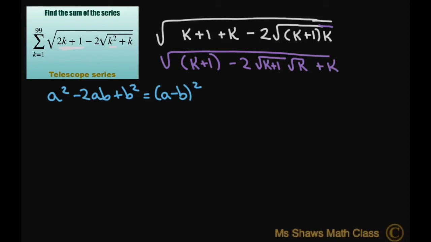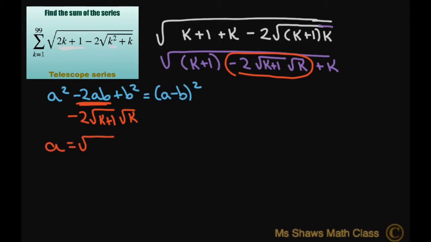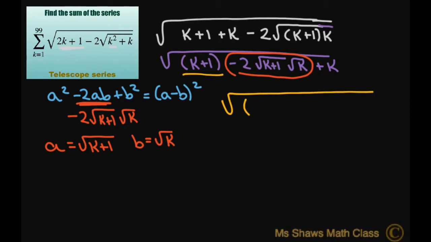I'm going to look at this negative 2ab. So looking at this is my negative 2ab. So I write negative 2, this is your a, k plus 1, square root of that, and your b is square root of k. So your a equals square root of k plus 1, and your b equals square root of k. So now I can rewrite this as the square root of a squared. So this is going to be square root of k plus 1 squared.